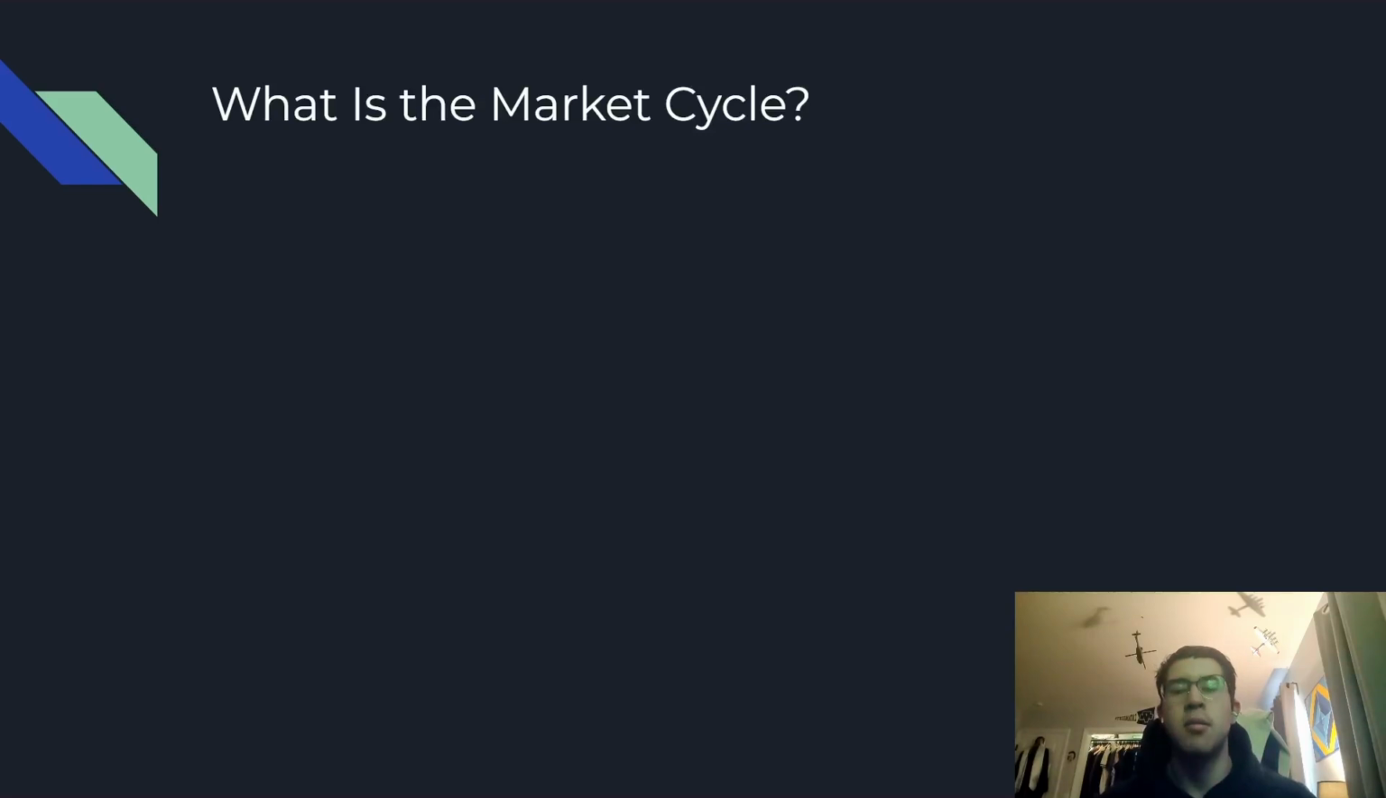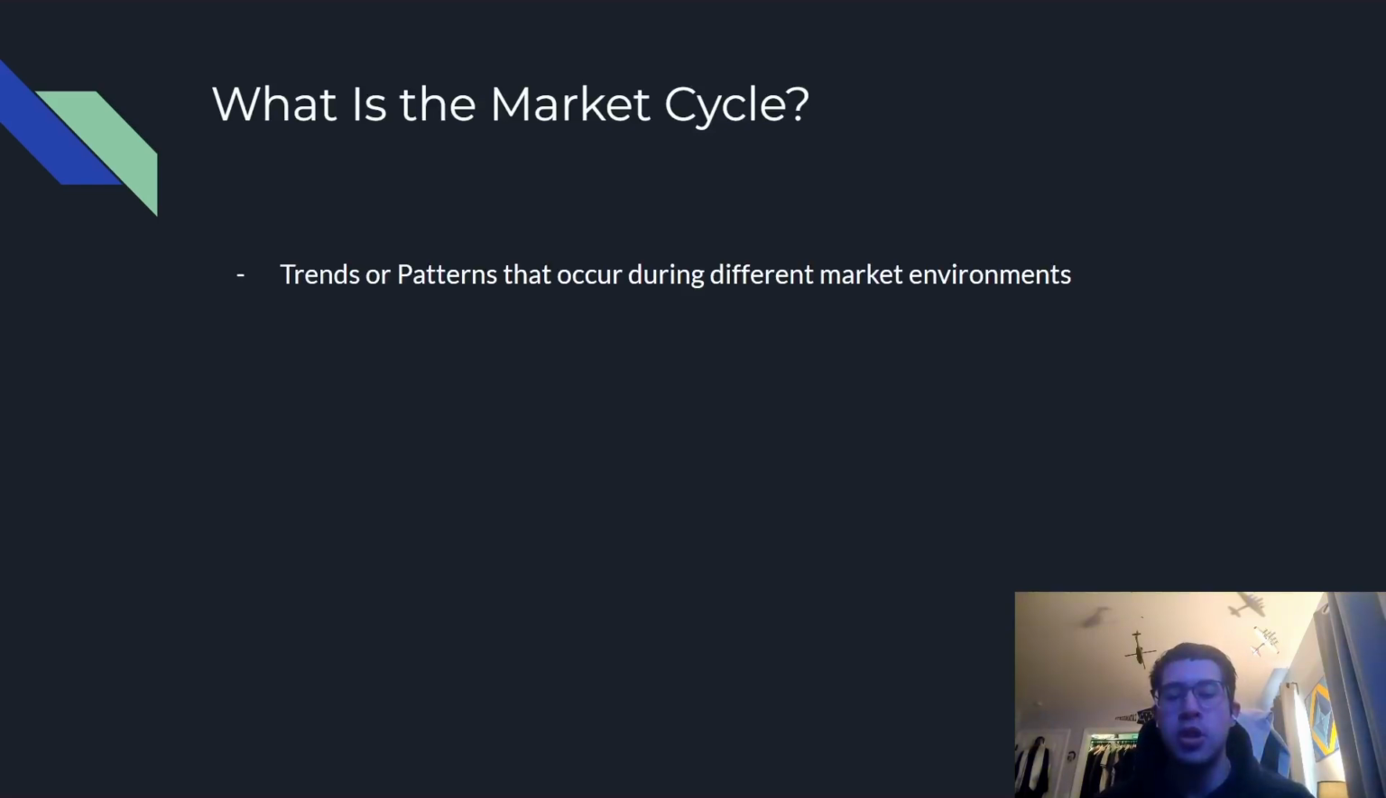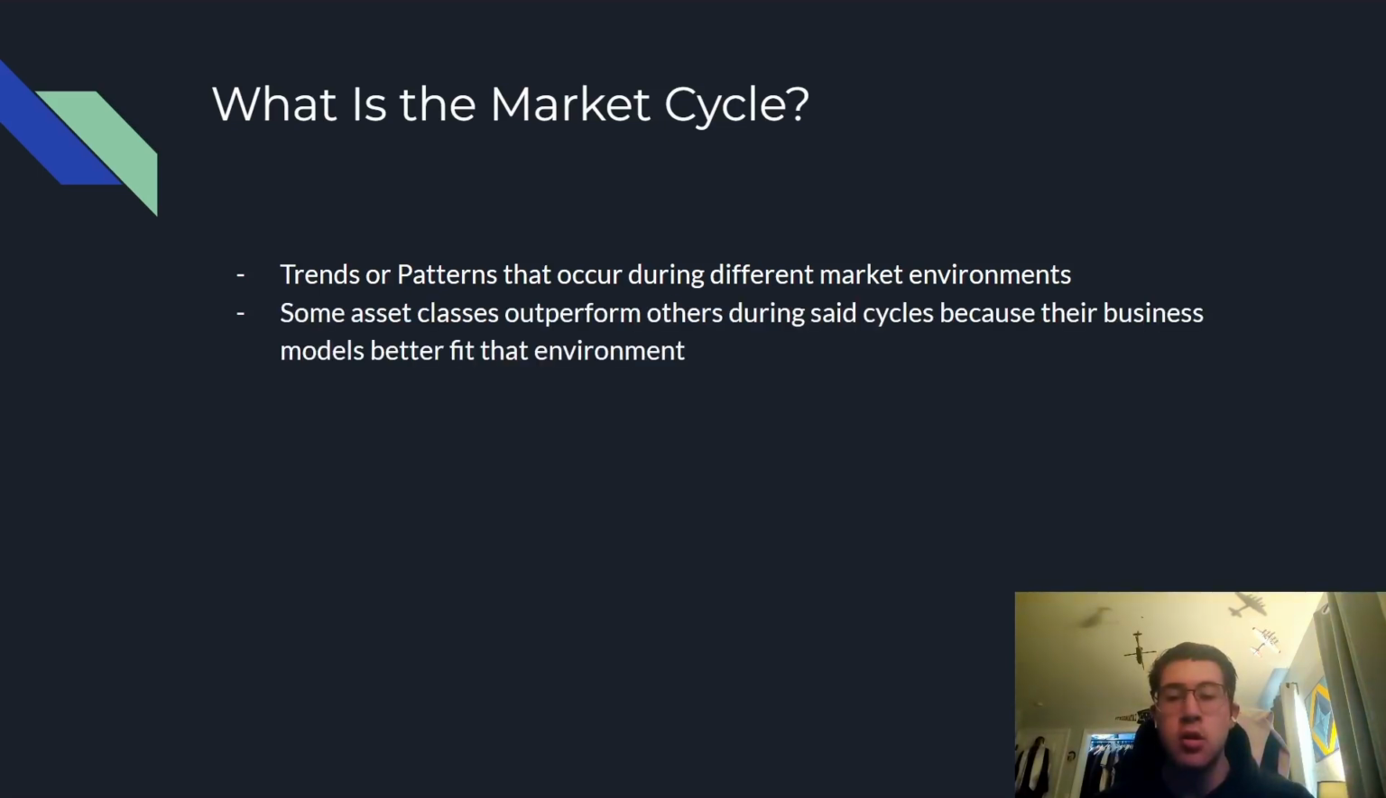So, what is the market cycle? Well, it's basically just trends or patterns that occur during different market environments. So, some asset classes are going to outperform other asset classes, right? Because their business models are better fit for whatever environment is happening.